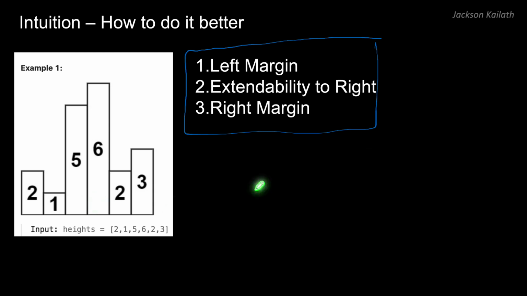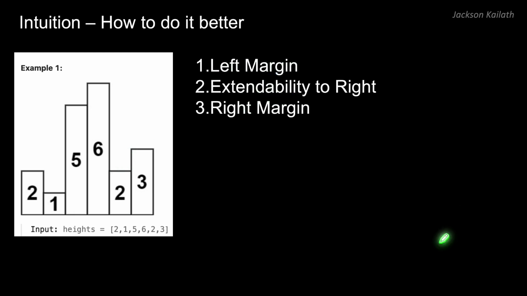So again, what we did is we set a height, and then we had to find how far we can extend it to the left and how far we can extend it to the right. So that's what you have over here: left margin, right margin, and then you have an extra point over here, extendability to the right. I've just divided it in these 3 manners to make it easy for us to think about it. Now let's start with the first point, left margin. Pretty straightforward, right? For every bar, how far can you extend it to the left? So that's what left margin would be.